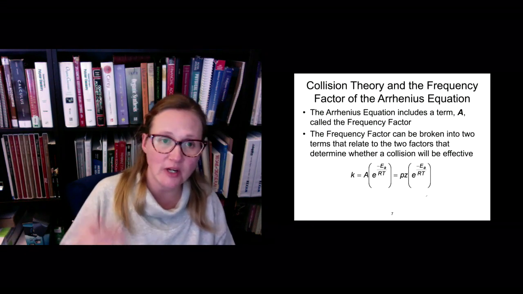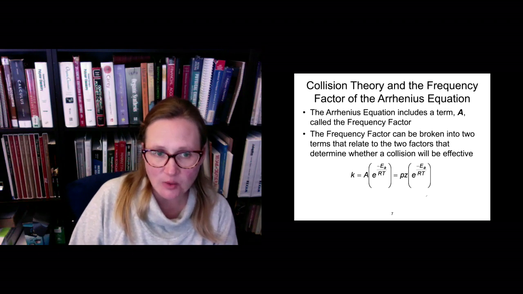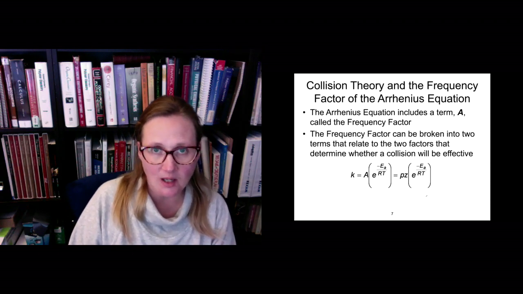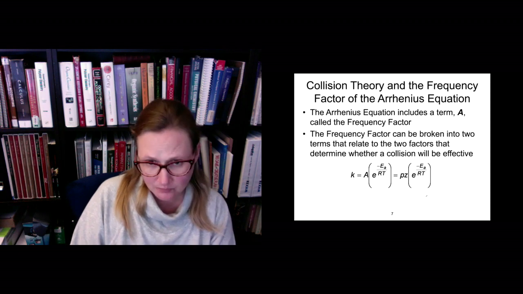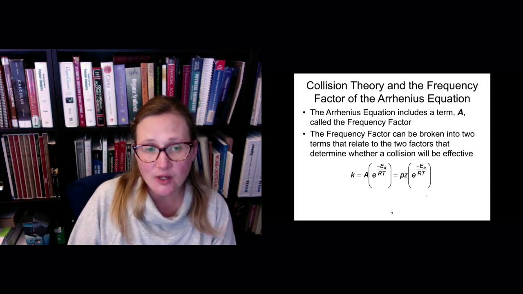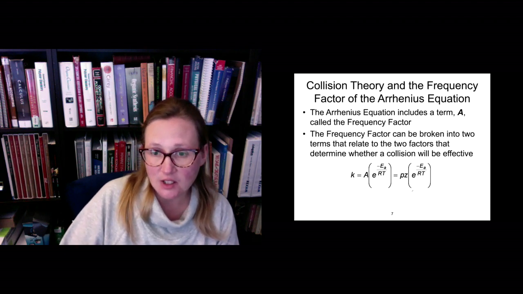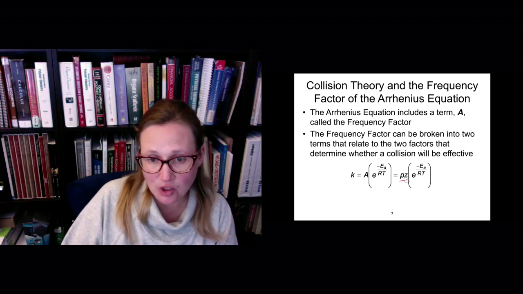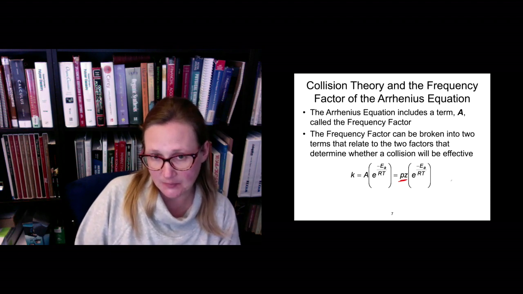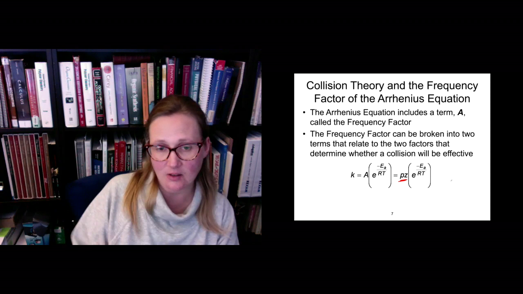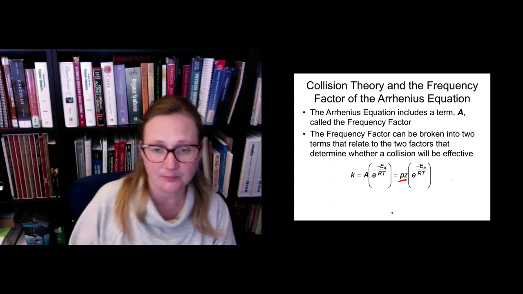Okay, so now let's bring in the Arrhenius equation again. We talked about the frequency factor in the Arrhenius equation, and we're going to break down that frequency factor to see what exactly it means. It's broken down into two terms that say whether or not a collision will be effective. Our two terms for the frequency factor are P and Z. We're breaking down that frequency factor even more to align with our collision theory.